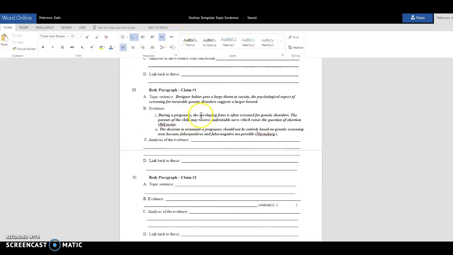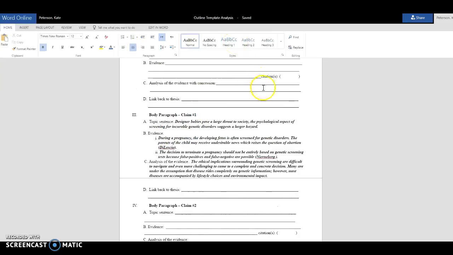The next step would be to take a look at that evidence and figure out what it is that you're going to cover in that paragraph. So write your topic sentence. Your topic sentence should be something that you come up with. It should be original. It is not something that you should need to cite. And it is kind of an overview of what is going to happen in that paragraph, what you're going to talk about.